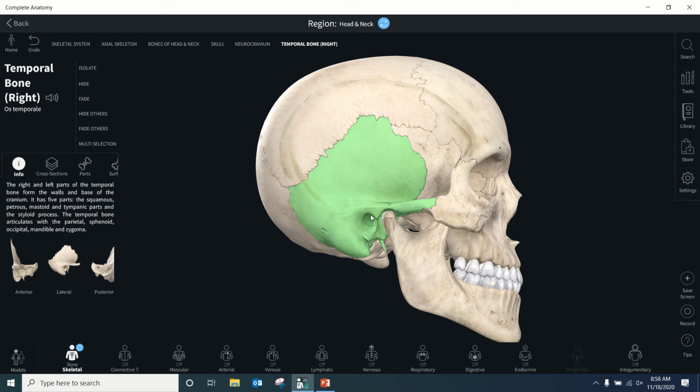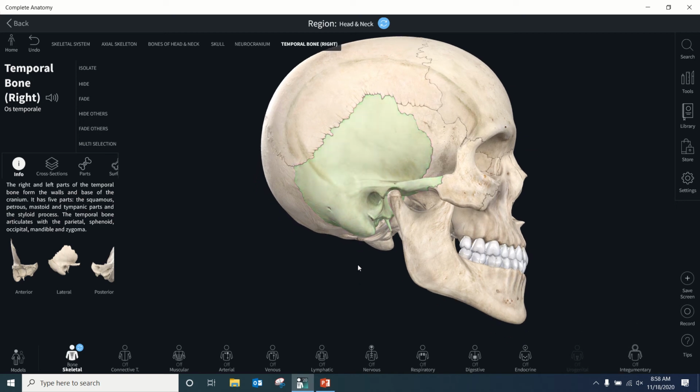This hole here is called the external auditory meatus, and that is going to allow for the passage of sound into the skull. Technically it allows the passage of sound into the middle and inner ear cavities, which are inside of the temporal bone. So it houses those middle and inner ear cavities.